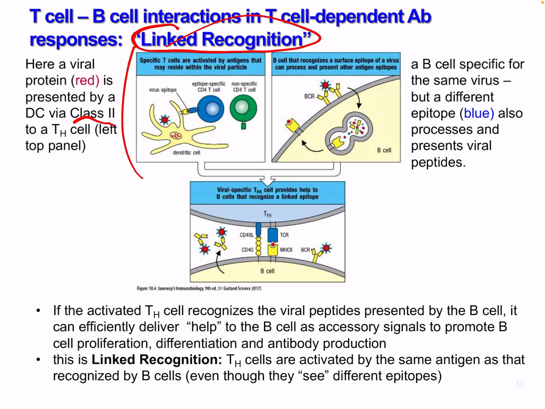If the activated T helper cell recognizes the viral peptides presented by the B cell, it can efficiently help the B cell with accessory signals to promote B cell proliferation, differentiation, and antibody production. This is an example of linked recognition, where T helper cells are activated by the same antigens as those recognized by B cells, even though they see different epitopes. So we have our virus-specific TFH cell, which provides help to B cells to recognize a linked epitope.